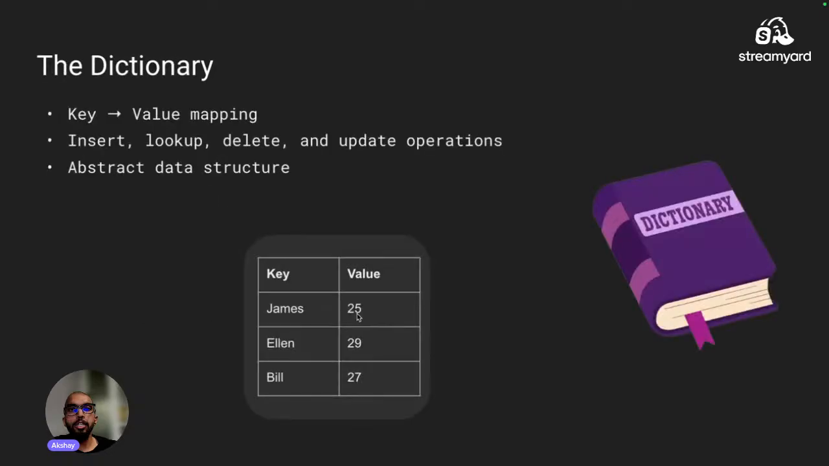So dictionary is just a structure that allows you to store data in key value pairs, where each unique key acts as an identifier to an associated value. It allows all the CRUD operations like insert, lookup, delete, and update. And also it's an abstract data structure. What that means is that internally dictionary can be implemented using different data structures. So it's an abstraction. As you can see in this example, we have three key value pairs: James 25, Alan 29, Bill 27. So the keys could be names, and here the value could be their age.